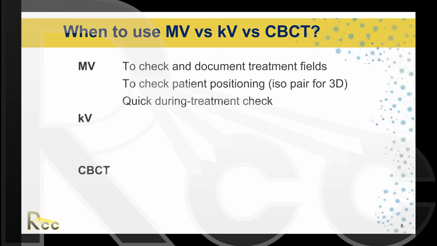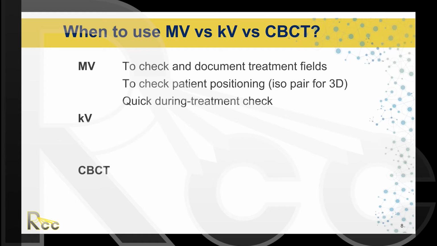MV imaging is also useful for quick pre-treatment or during treatment checks. So if you're not sure if the patient's set up appropriately or you think that things are kind of shifting around, it's easy enough to snap a quick pre-treatment or during treatment MV image and assess the positioning. And they're very necessary for quality assurance purposes.